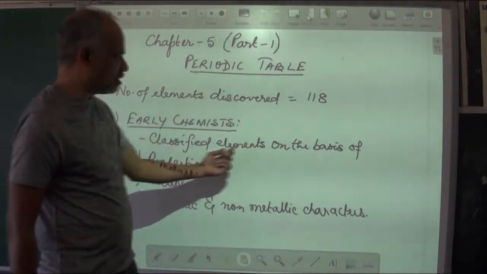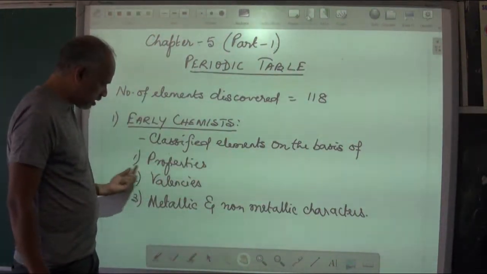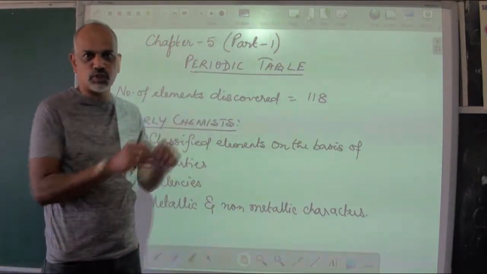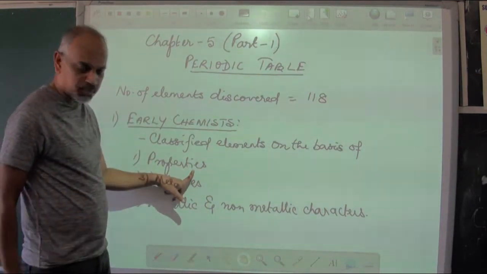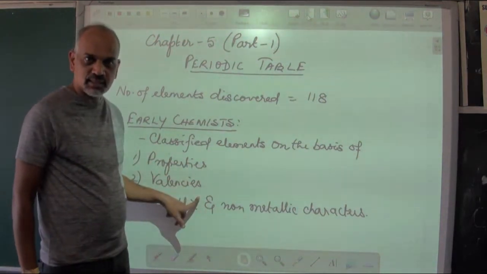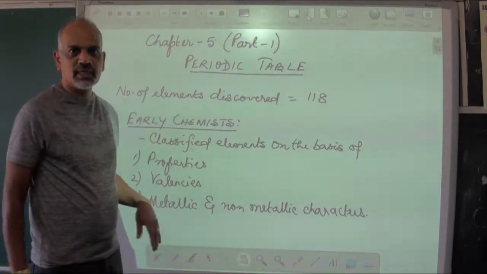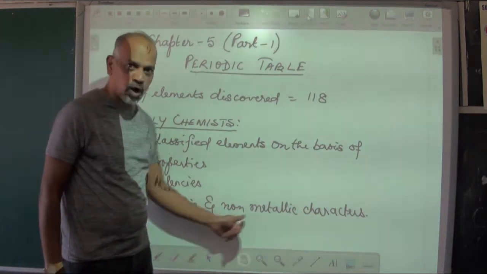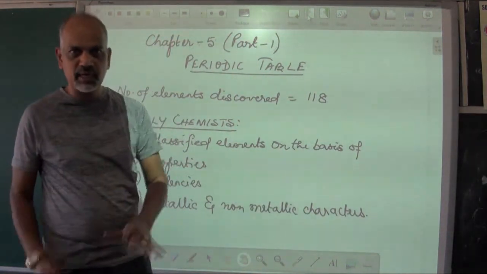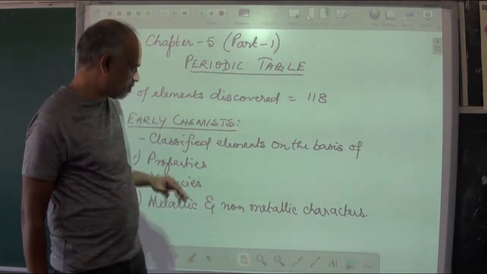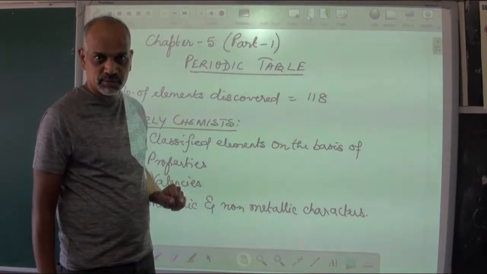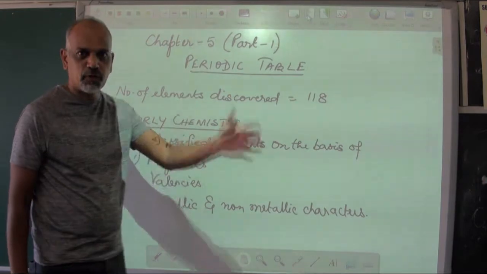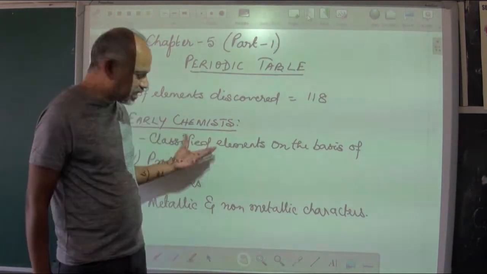They classified these elements on the basis of, number one, properties. They looked at the properties of these elements. Similar properties were arranged together. They also considered valencies, and arranged some of these elements according to their valencies. And they also arranged them according to their metallic and non-metallic characters: metals separately and non-metals separately. But this arrangement did not work out. This was by early chemists. So there were a few people who wanted to rearrange this.